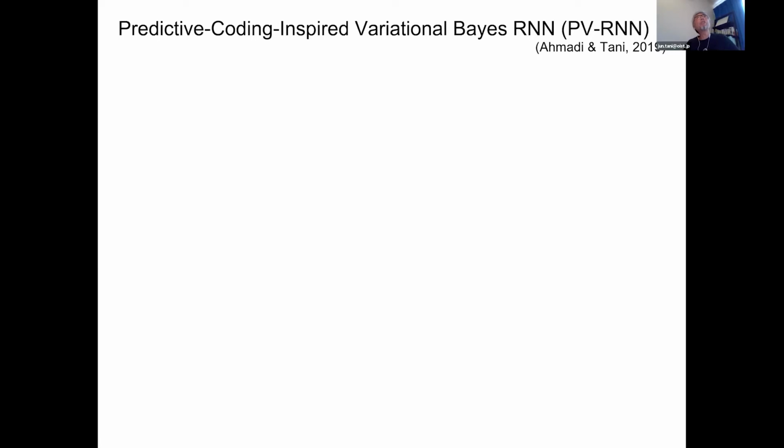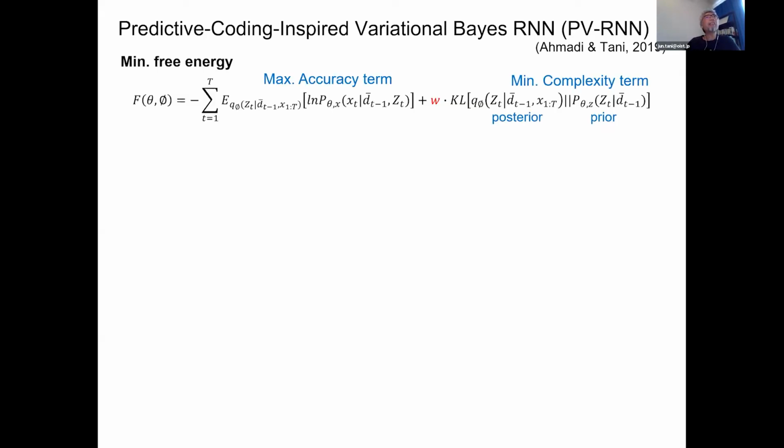Okay, so we developed something called the PV-RNN two years ago. Free energy is a little bit complicated here, because we have to make things temporal. Usually free energy is written for static things, but we have to extend it in a temporal, also learnable way. Again, this is the accuracy term plus the complexity term. And then we have a weighting, something called the metaprior. I'm going to discuss this one later; it is kind of important.